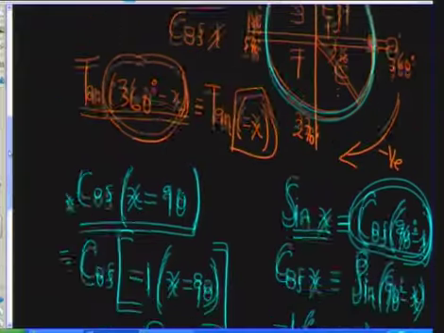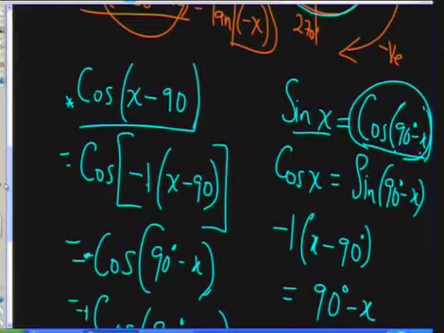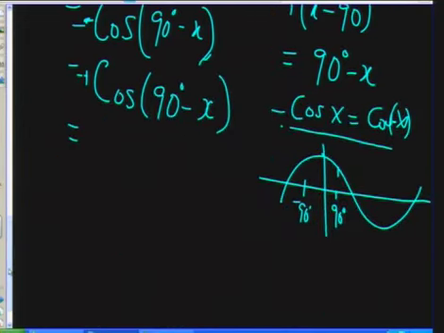Let's go back to our rules. Where are they? They're here. Remember, it says that cos of 90 degrees minus x would be sine x. So now I know I can replace this with sine x. Okay, so I've done the second one.